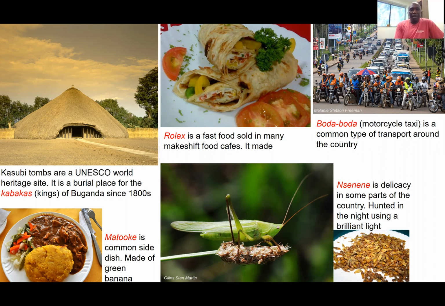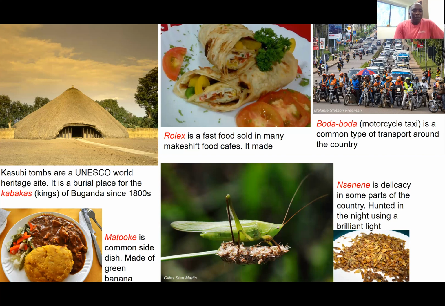So I'll tell you a bit of Ugandan food. Many of you could have heard of Rolex, but in Uganda, Rolex means something entirely different. Rolex is a type of fast food which is sold in many makeshift food cafes. Basically, it is an omelette with vegetables and a flat bread they call chapati. It's kind of like a version of McDonald's. Lots of people like it. It's easy to make and it's quite cheap.